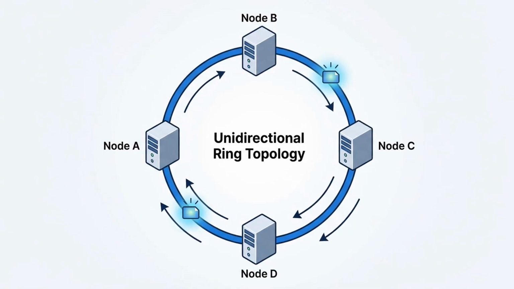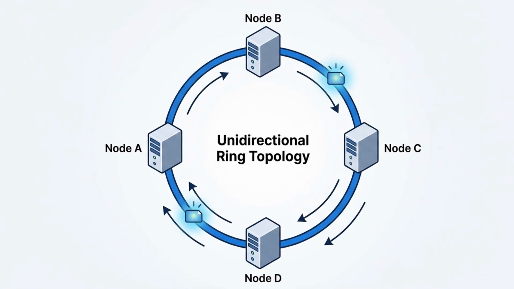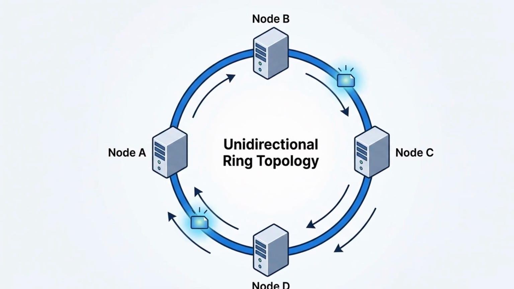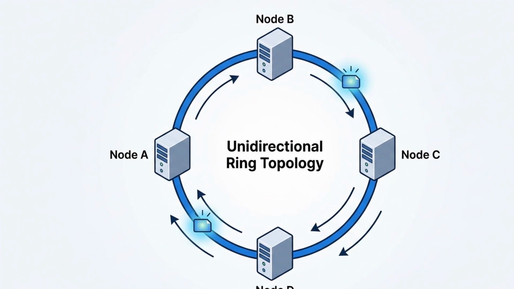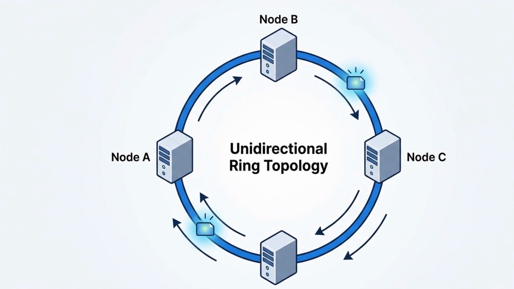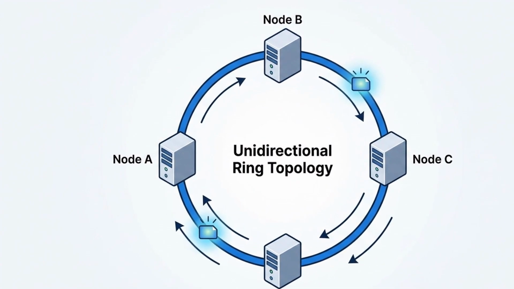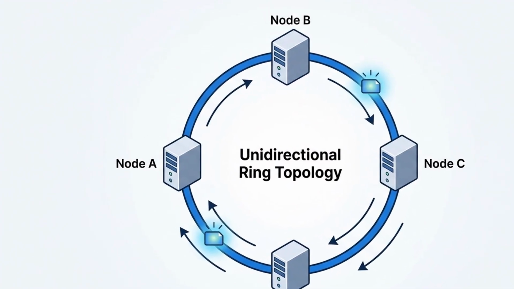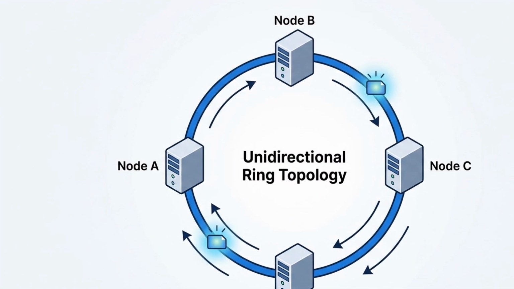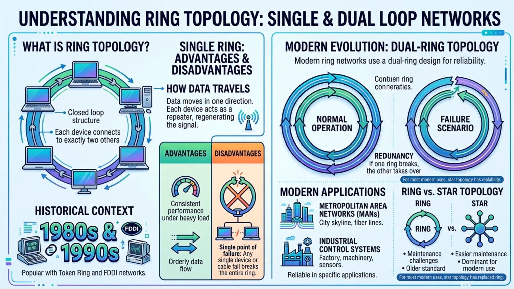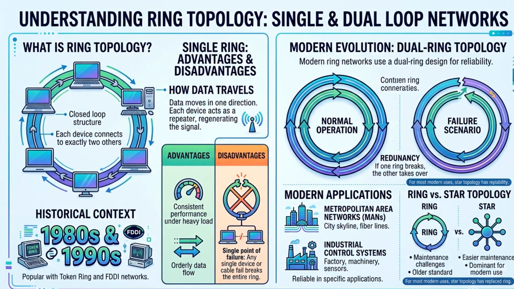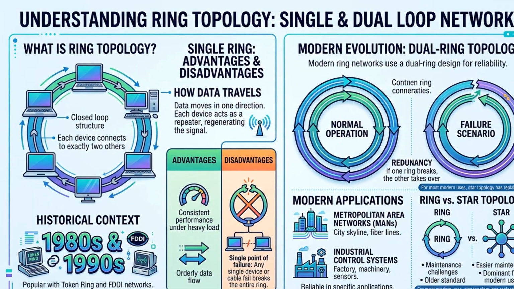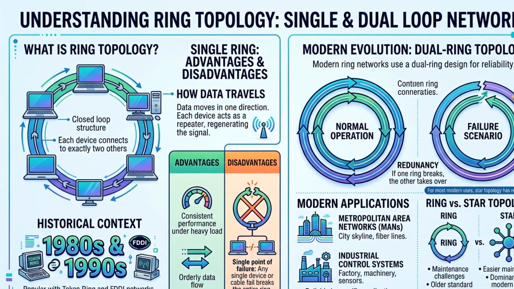Ring topology connects each device to exactly two other devices, forming a closed loop. Data travels in one direction around the ring, passing through each device until it reaches its destination. This means every device acts as a repeater, regenerating the signal before passing it on. Ring topology was popular in the 1980s and 1990s with networks like Token Ring and FDDI. One advantage is that performance remains consistent even under heavy load because data flows in an orderly manner.